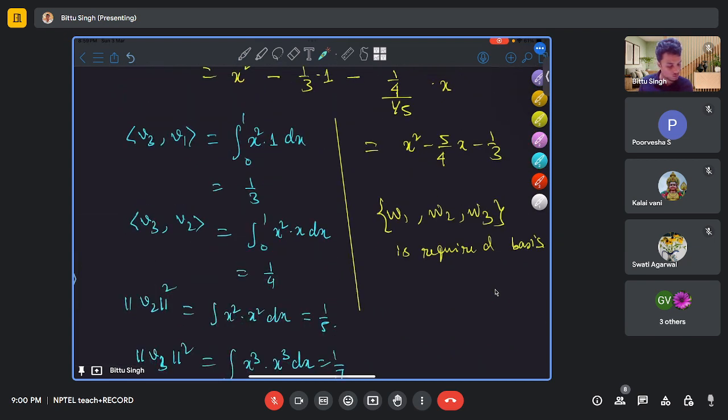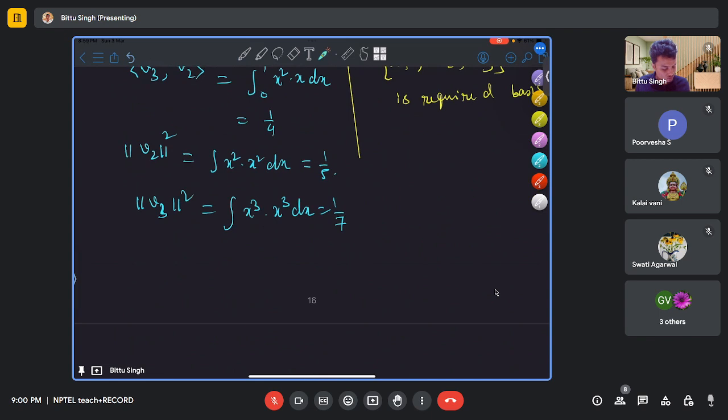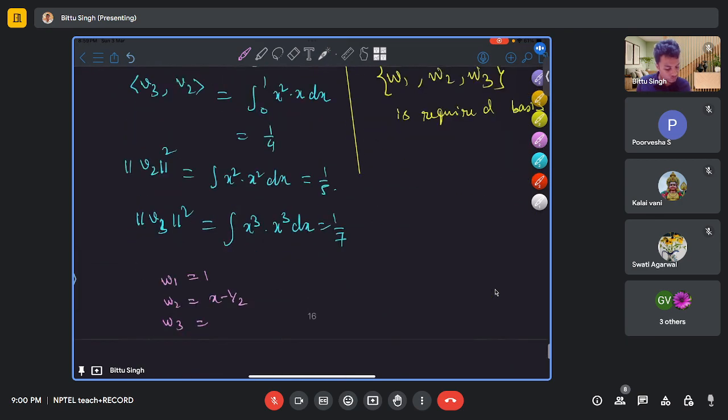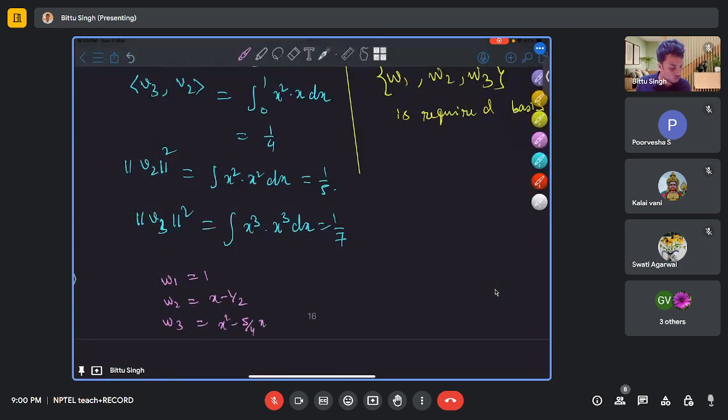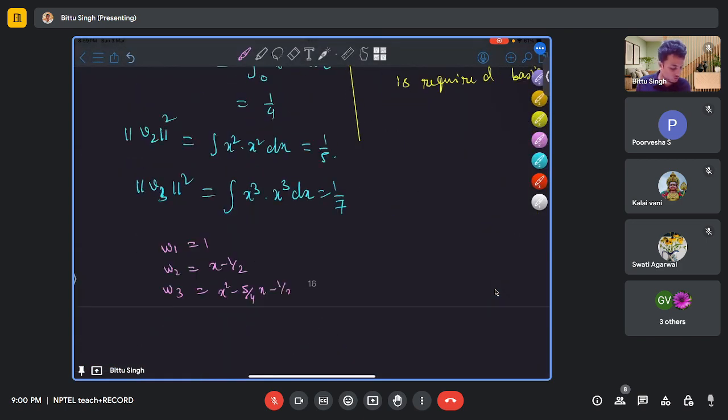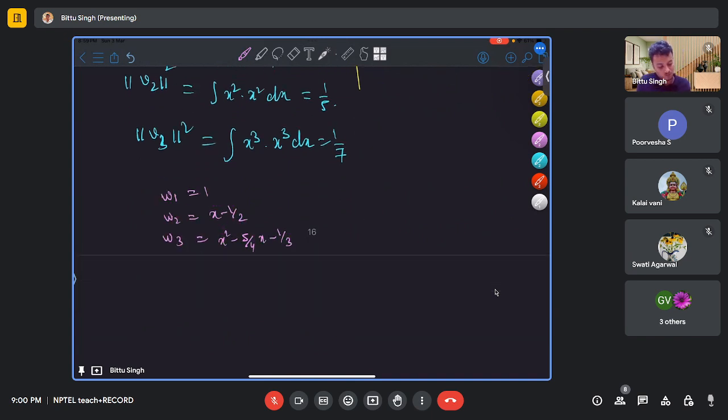So the basis was: we have figured out that W1 is 1, W2 is x minus half, and W3 is x square minus 5/4 x, sorry, minus 1/3. So we can reduce it further and denote W1 dash by the unit vector corresponding to W1. Since the norm is 1 itself, it is 1.